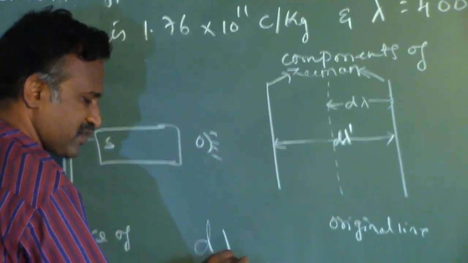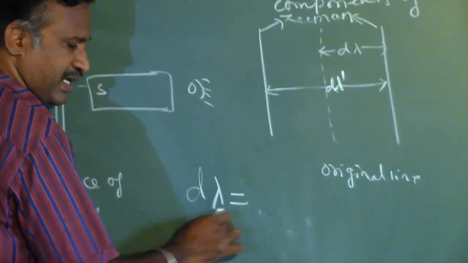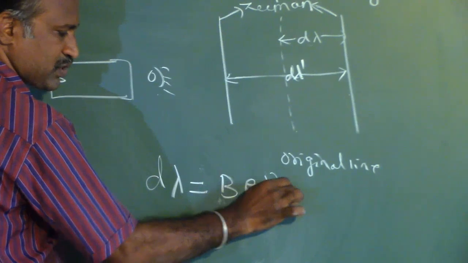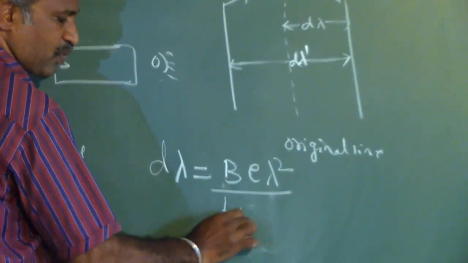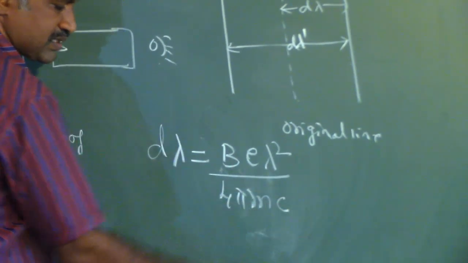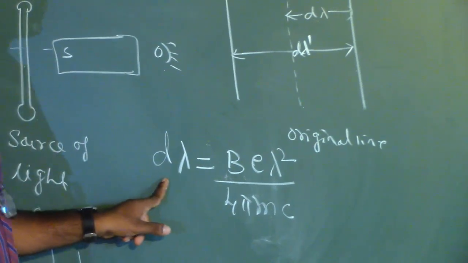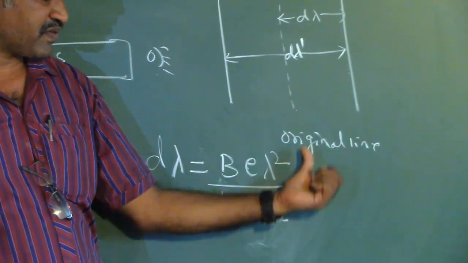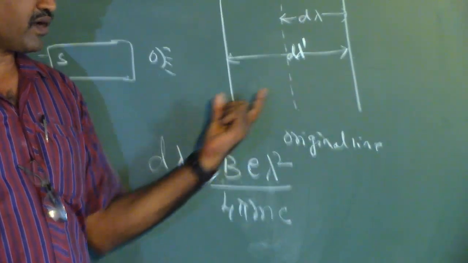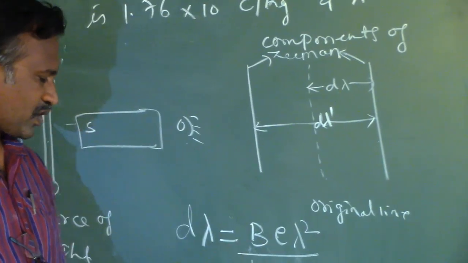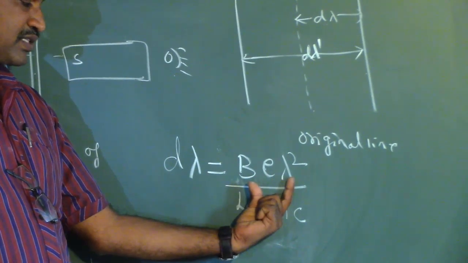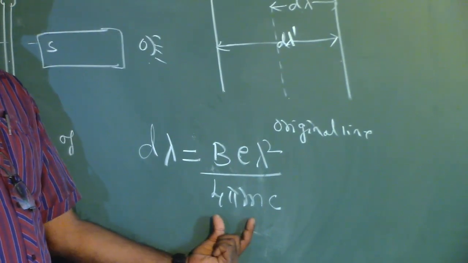So what is the expression for d lambda? The expression for d lambda will be given as B into e into lambda square divided by 4 pi m into c. So this is the expression for the Zeeman shift d lambda. So what is Zeeman shift? That is the wavelength difference between the original line and any one of the component lines. So this is what we call d lambda, and that is given by B e lambda square divided by 4 pi m c.